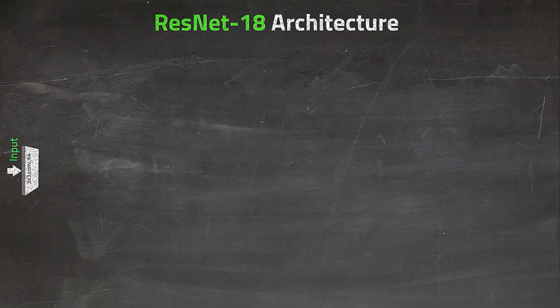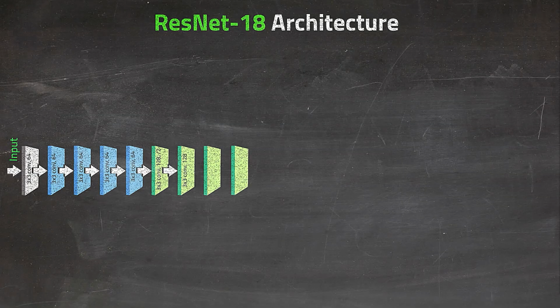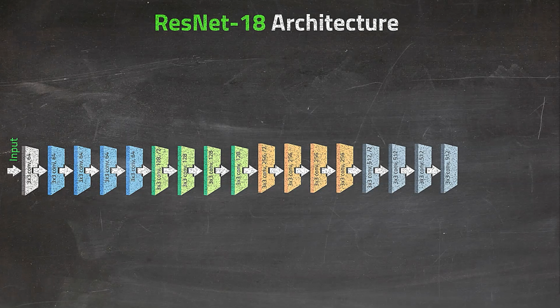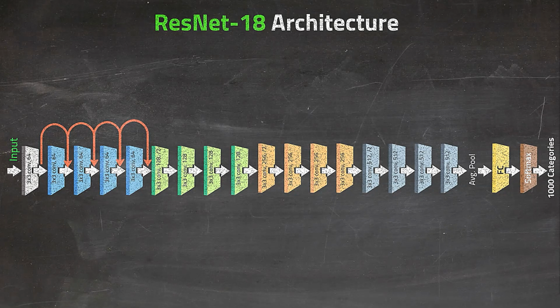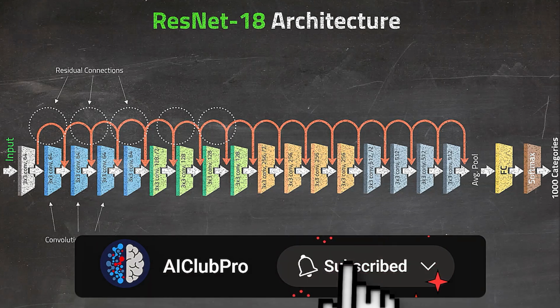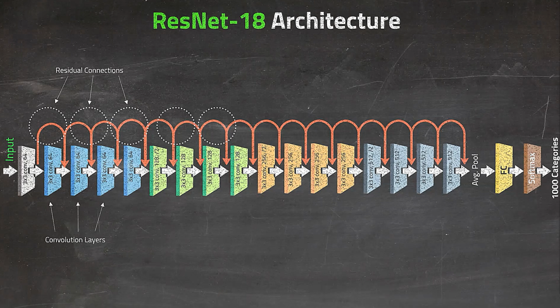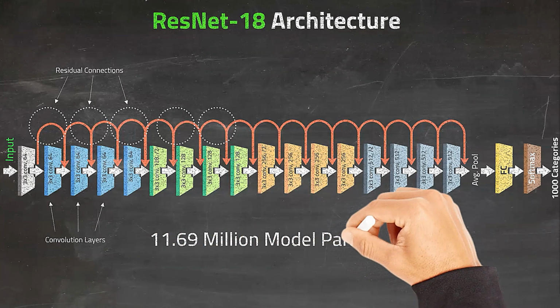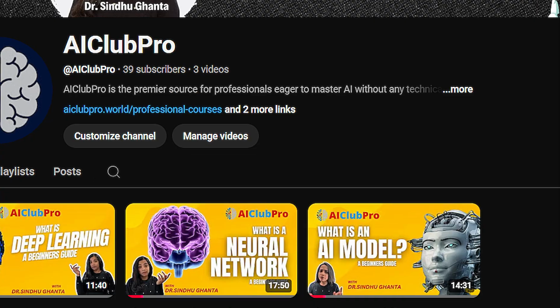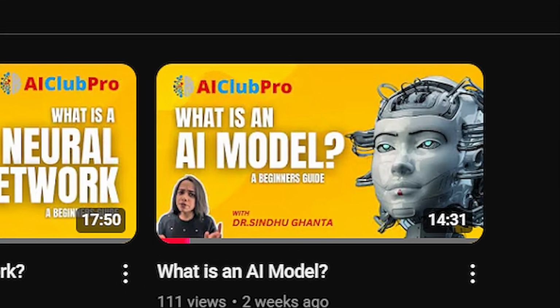So let's assume that we have a large network. Let's use ResNet 18 as an example. So you can see that this network has 18 layers, beautiful residual connections, convolution filters in each layer, and all the bells and whistles of a robust model that performs really well. Note that this has approximately 11.69 million model parameters. And if you're not sure about what model parameters mean and why they're important, please check out our video on what is an AI model.